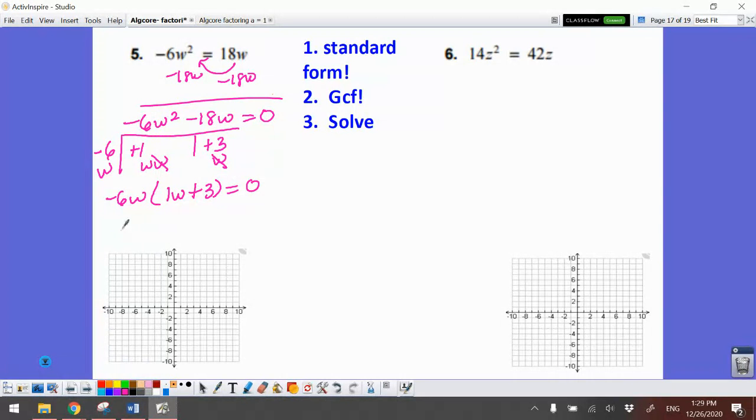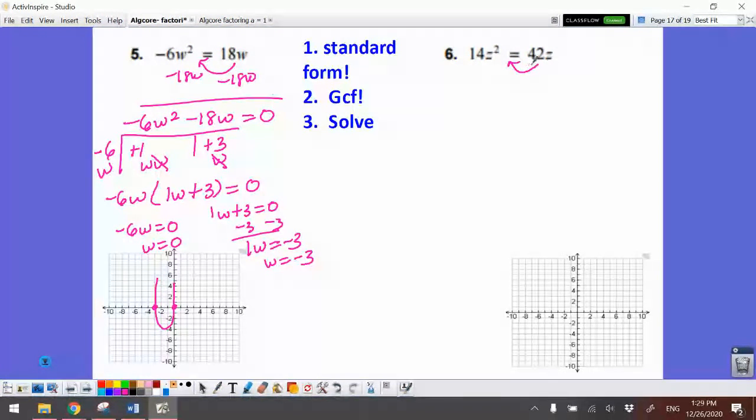So again, two equations, negative 6w equals 0. So that's w equals 0. I don't necessarily need to divide by negative 6 because I know that's going to equal 0. W plus 3 equals 0. And again, there's a 1 there. Minus 3. 1w equals negative 3, which means w equals negative 3. I don't need to divide by 1. That doesn't change anything. So my first point is at 0. My second point is at negative 3. And I have a parabola.